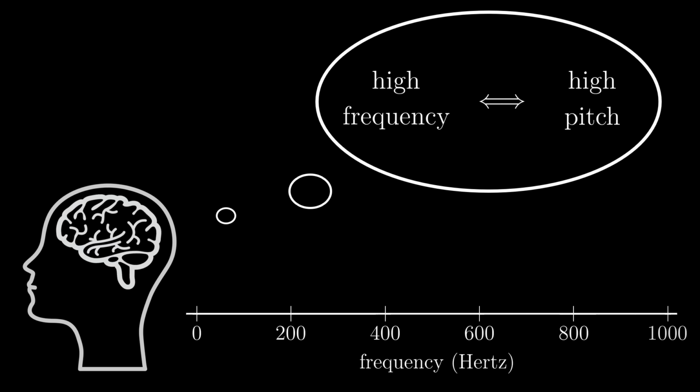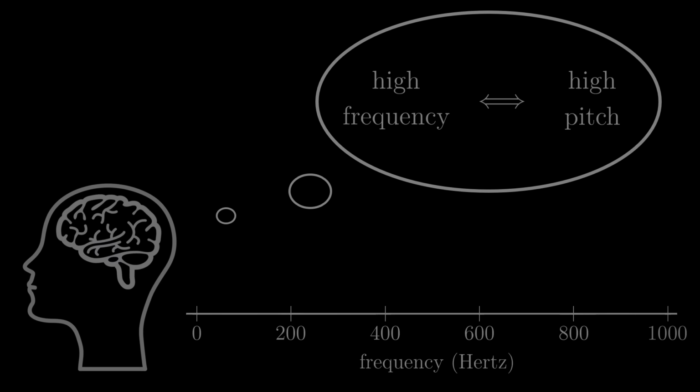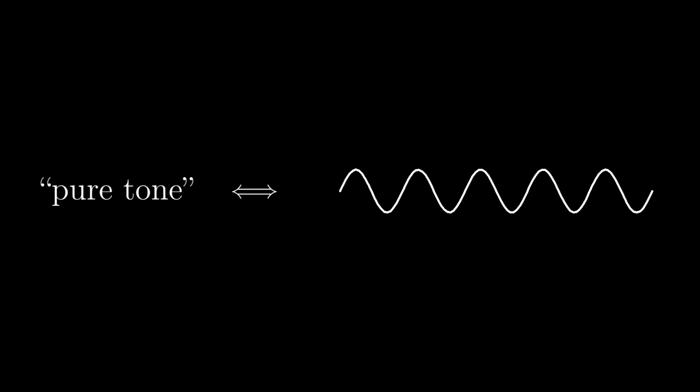It turns out that all musical tones are, in a sense, made in a very specific way out of building blocks called pure tones, which are tones that behave according to the mathematical function sine. Here is how a pure tone sounds.